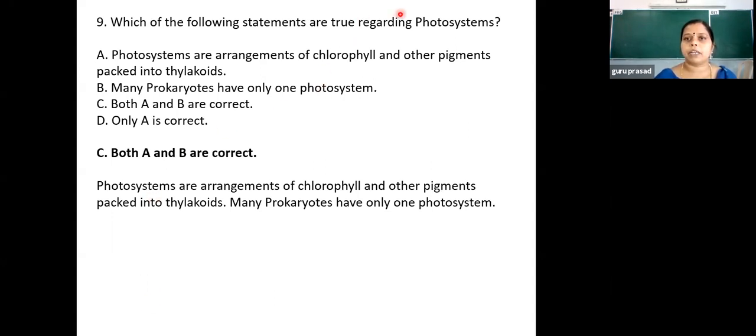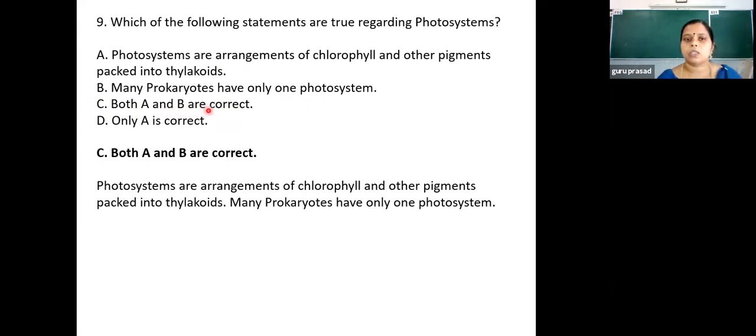Next. Which of the following statements are true regarding photosystem? Photosystems are arrangement of chlorophyll and other pigments packed into thylakoids. Many prokaryotes have only one photosystem. Option C, both A and B are correct, only A is correct. We have to know the concepts first, right? Photosystems are arrangement of chlorophyll and other pigments packed into thylakoids. This is the correct statement. Many prokaryotes have only one photosystem, of course. This is also a right statement. So which is the correct option? Both A and B are correct.